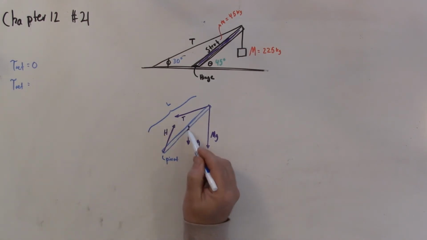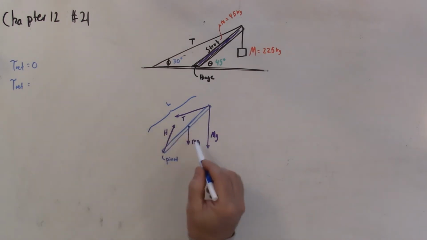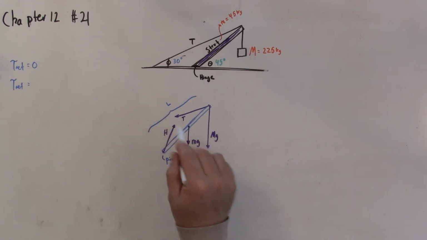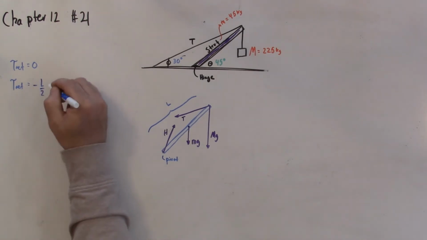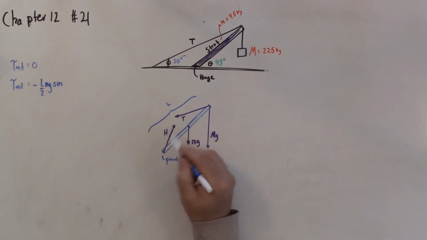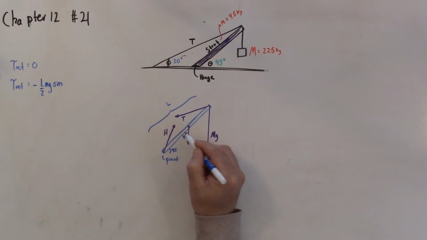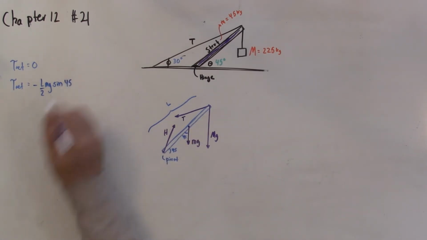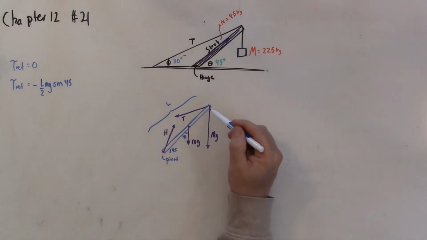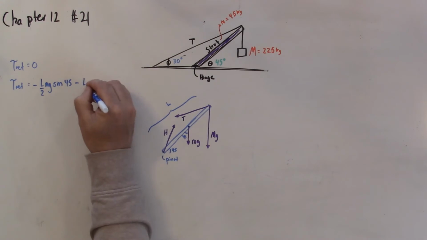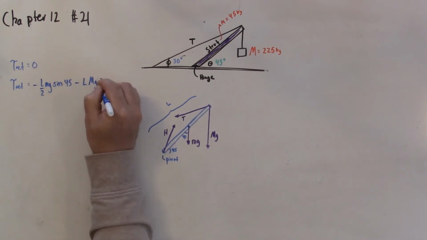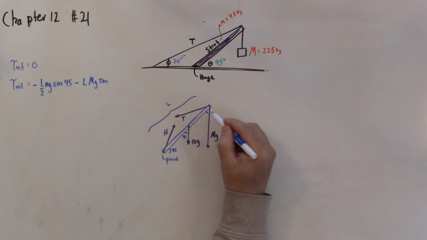Does this little mg supply a torque? It absolutely does. It would rotate clockwise, therefore it's negative. So negative, its distance is L over 2, little mg sine. Now what angle is this? This is 45 here, which means this one would also be 45. So sine 45. I'm okay with that. What about this big mg? The big mg also would get it to go this way. It's also out at L, big mg, sine 45.